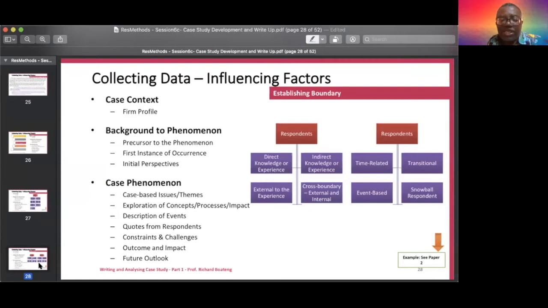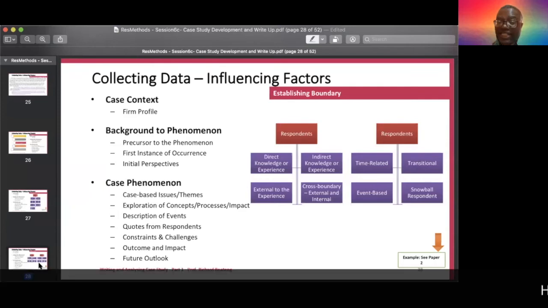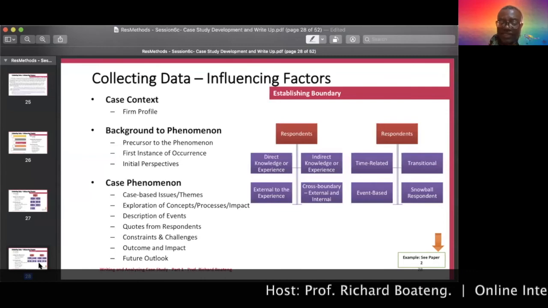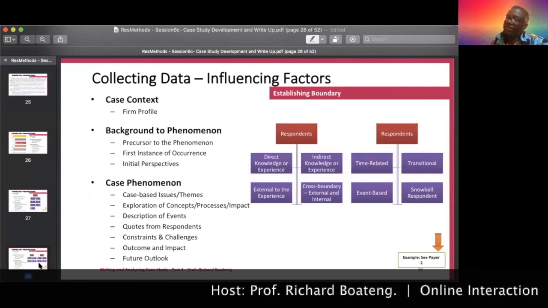Now, some of the respondents are also time-related. At a particular time, the phenomenon was being experienced, they were there, so they can tell you something. Some of them are event-based. Event-based means that a thing happened based on an issue, and that is why they are around. And a last one is that some of them can be transitional. They pass through time. They transition.